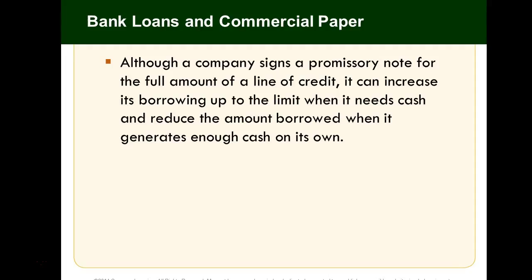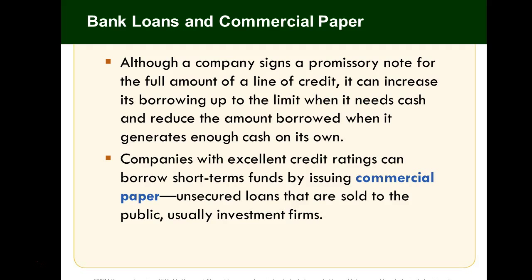Although a company signs a promissory note for the full amount of a line of credit, it can increase its borrowing up to a limit when it needs cash and reduce the amount borrowed when it generates enough cash on its own. So basically, a line of credit is money available when you need it, but that doesn't necessarily mean you take it out. You only take it out when you need it.